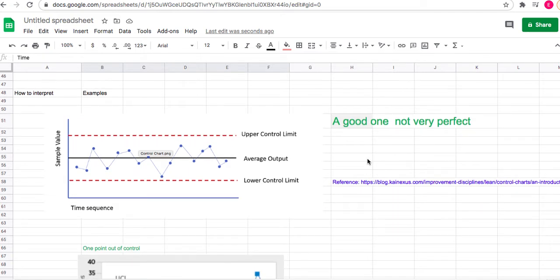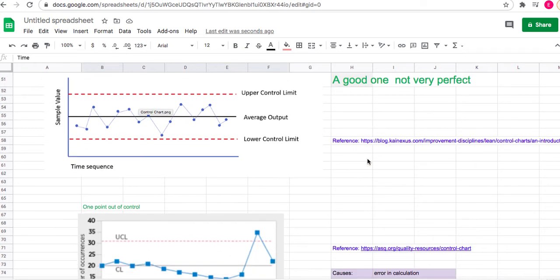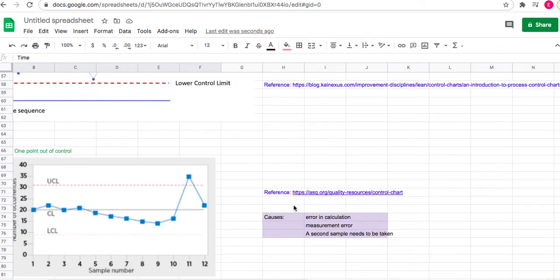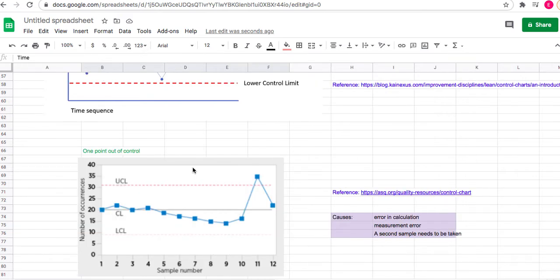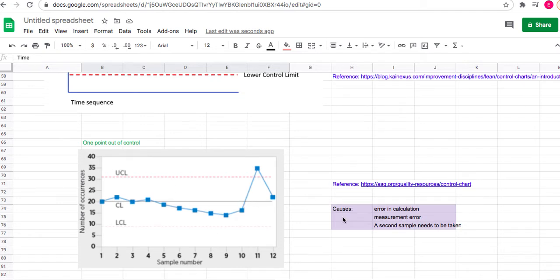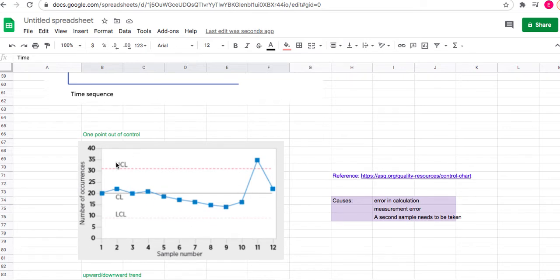However, in reality, you might obtain a control chart that looks different, and you would want to identify them and interpret the causes of them, just to explain why the process is not in control. If you have a chart like this, where there is only one point outside the control limit, the source of variance must be identified and removed before you proceed. The causes could be error in calculation or measurement error, and before you proceed, a second sample needs to be taken.